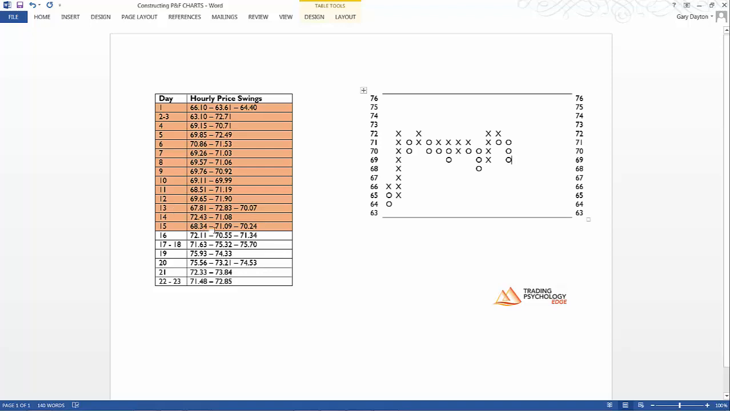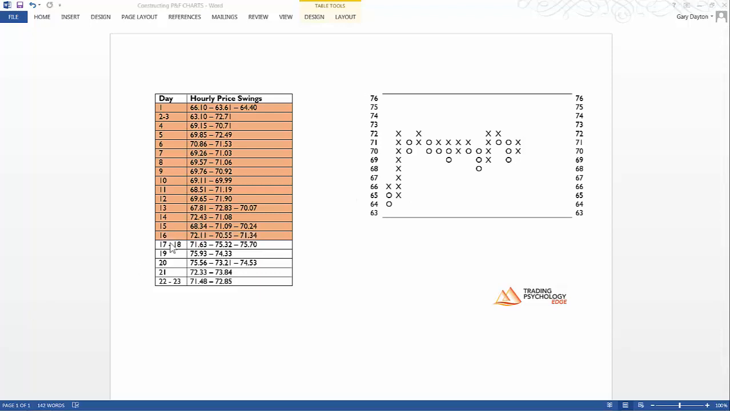Then we go to 71.09, so we start a new column because there's already a figure in 70, so we go to 70 and 71. We penetrate 71, so we put a figure in 71. And then we fall back to 70.24, but that's not enough to get us down to the full figure of 70 because it doesn't reach or exceed 70. It stops at 70.24. So we stop there for the day.